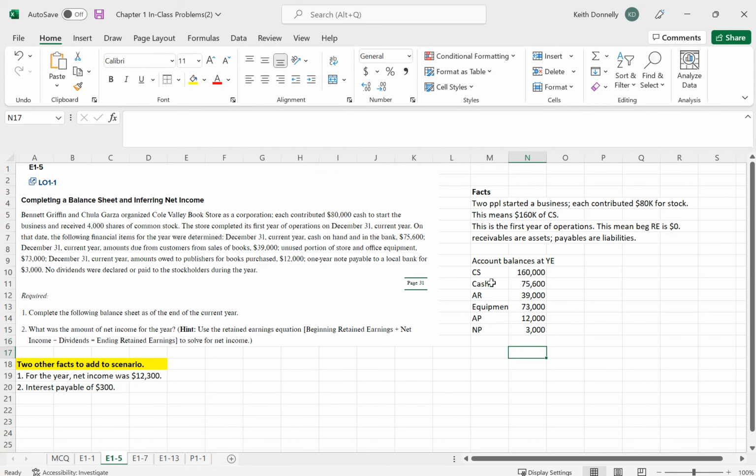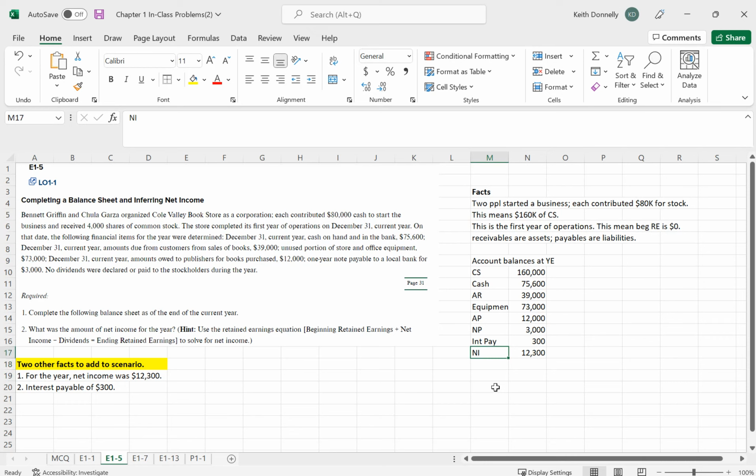A couple other things here. Be aware of this down here. 2 other facts we have to add to this scenario. So whenever they wrote this, they put this in another area of the book. I'm going to just put it right here so we can be aware of it. So this right here is part of the scenario where I'm getting this information. It looks like there was interest payable of $300, and then it looks like the net income for the year was $12,300.